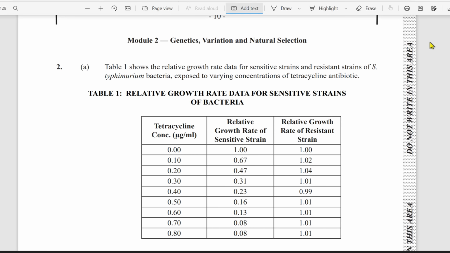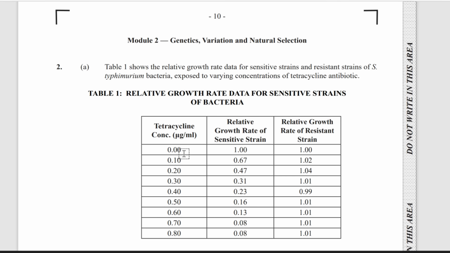Alright, let me look at question 2. Table 1 shows the relative growth rate data for sensitive strains and resistant strains of S. typhimurium bacteria exposed to varying concentrations of tetracycline antibiotic. And what you can see from the table here is that you have an increasing concentration of tetracycline, which is an antibiotic, and this is in micrograms per milliliter. And you can see that there are two strains of bacteria. There's the sensitive strain and there's the resistant strain. And we have the growth rates of those.